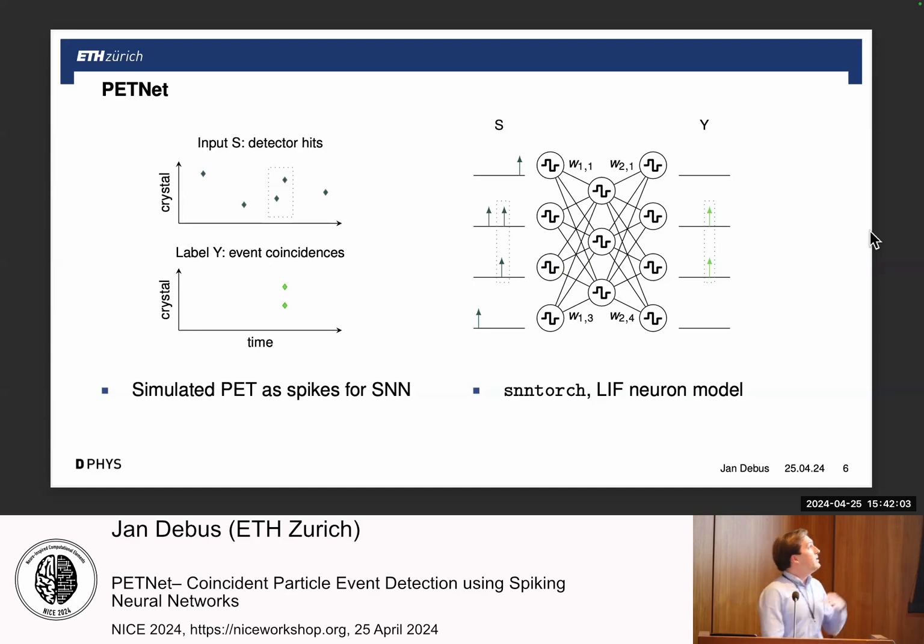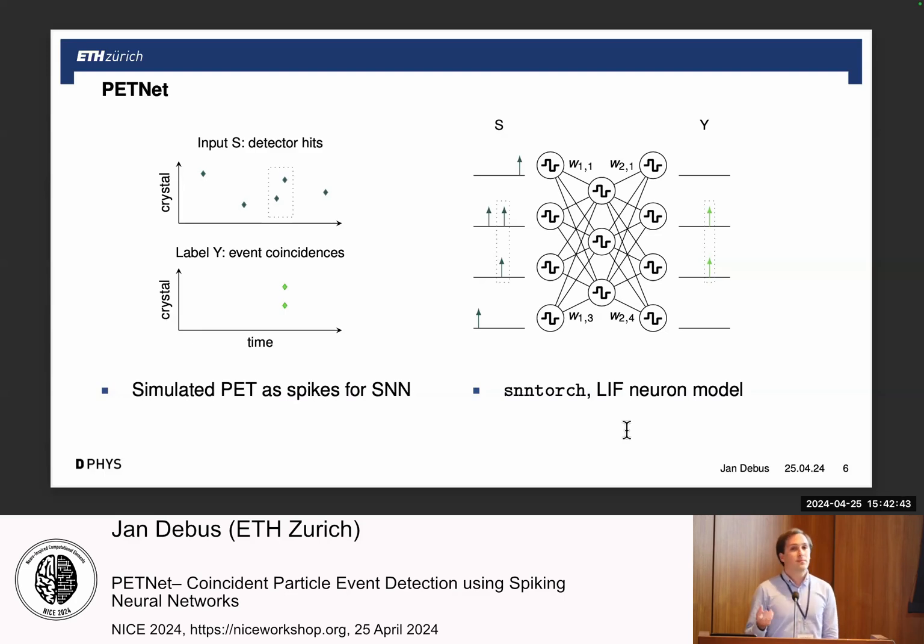The idea is very simple. We build a fully connected spiking neural network with the number of input neurons and output nodes being the same as the number of crystals we have in our detector. And the individual photons that we have are just our input spikes, with our label data, or the output spikes, being the individual photons that are actually part of a coincidence. So what we decided to do is we simulated PET data so that we know both the inputs and the actual coincidences we can detect. And then we implemented a spiking neural network like this using SNN torch and the leaky integrate-and-fire neuron. And yeah, that is basically it.